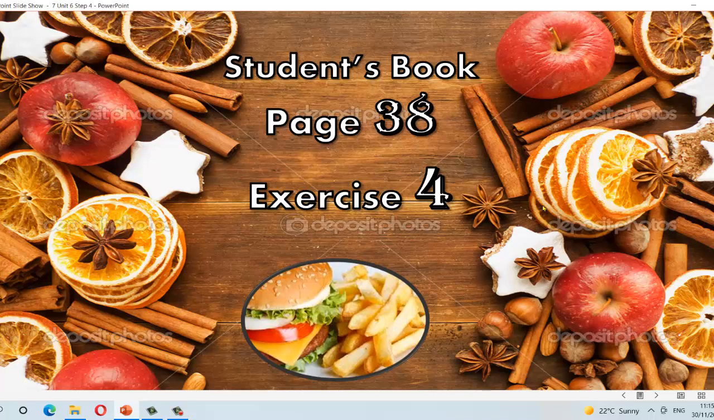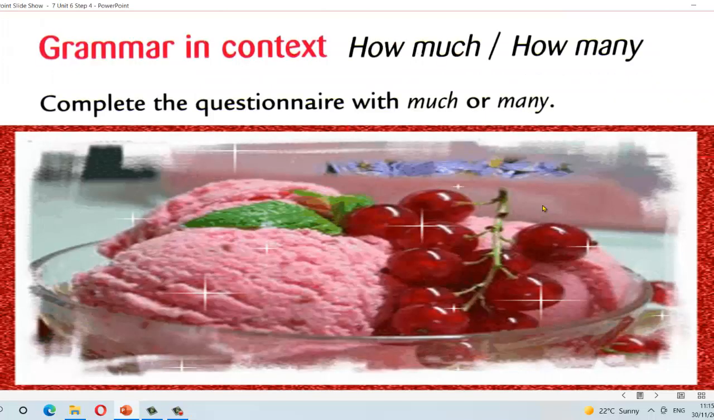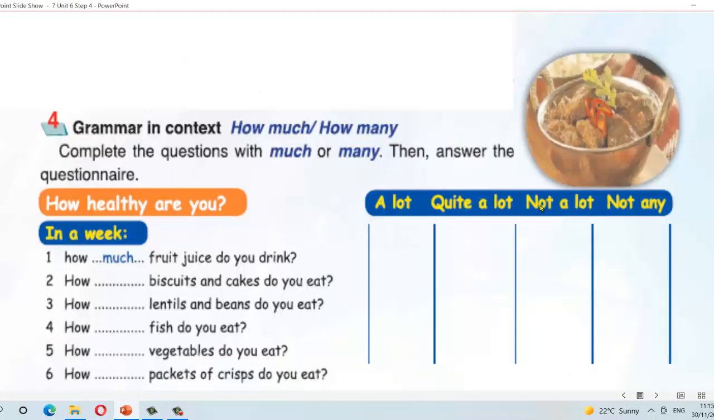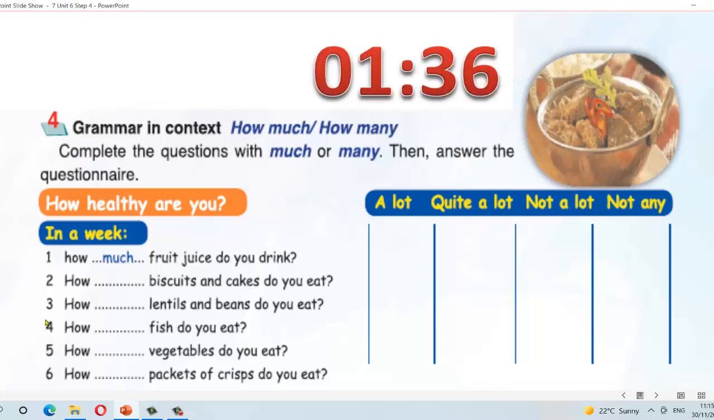Please, let's go to exercise 4 in your student book, page 38. Grammar in context: How much, how many? Complete the questionnaire with much or many. How healthy are you in a week? Please form a question with how much or how many, then put a suitable answer. For number 1, how much fruit juice do you drink?